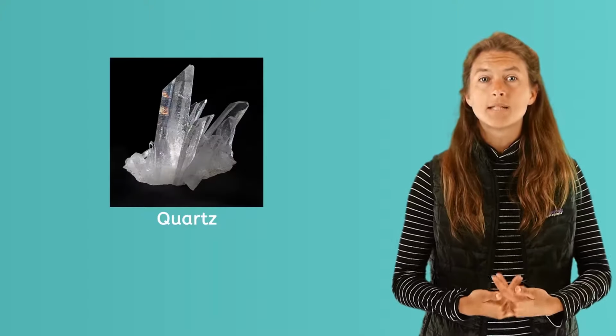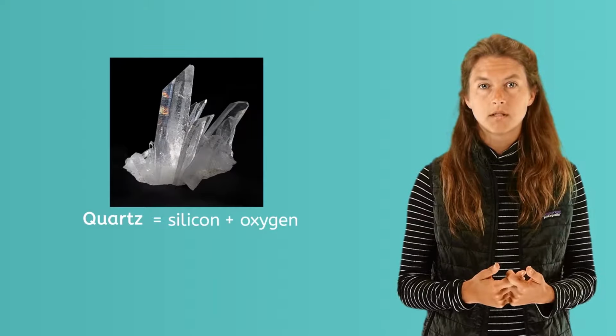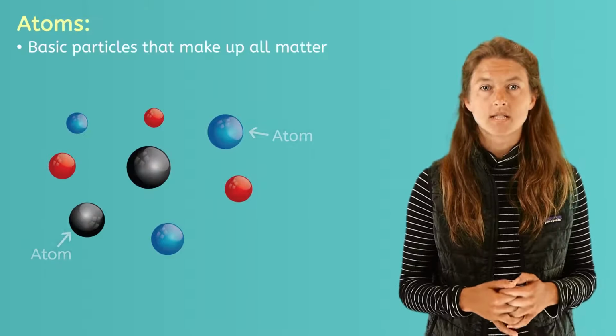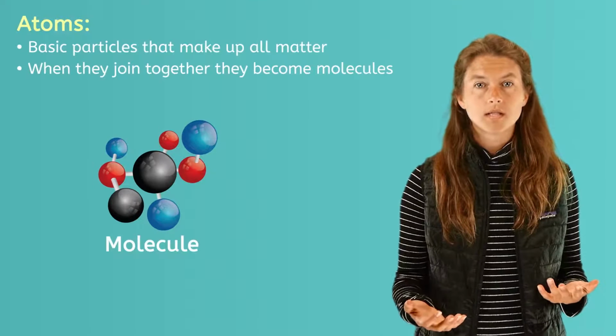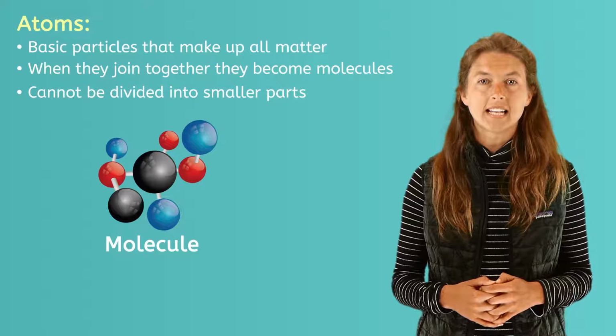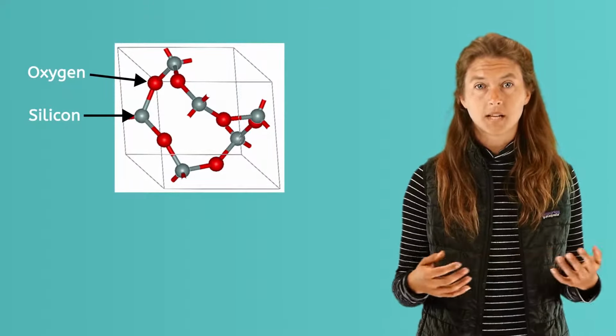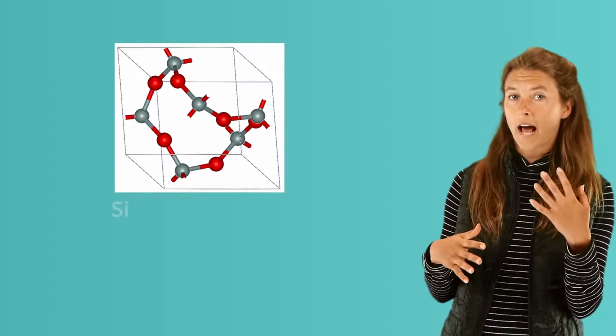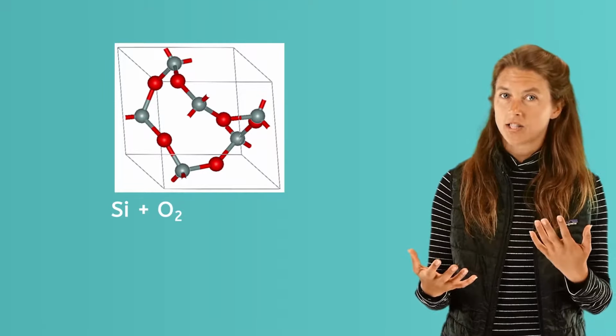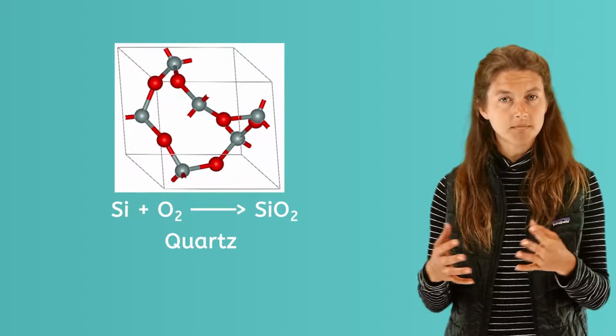Having a fixed chemical formula means that the mineral has the same chemical makeup each time. For example, the mineral quartz is made up of silicon and oxygen atoms. Atoms are the basic tiny particles that make up all matter. When atoms join together, they can become molecules, but atoms cannot be divided into smaller parts. So every time that silicon and oxygen atoms combine in this form, which is a fancy chemistry formula showing one atom of silicon and two atoms of oxygen, it is considered to be quartz.